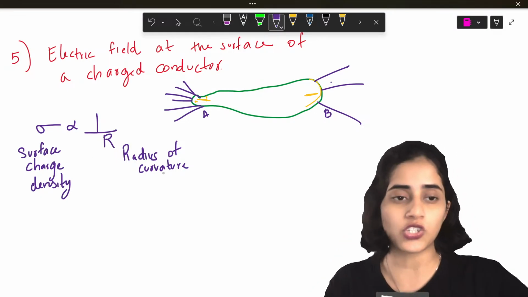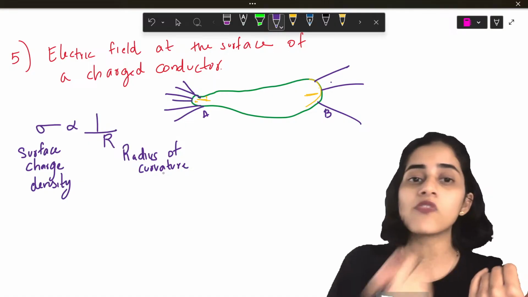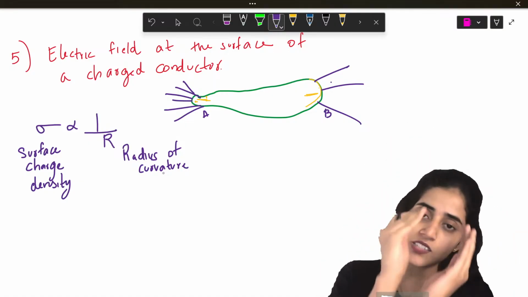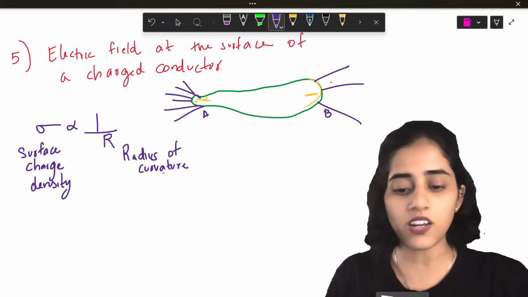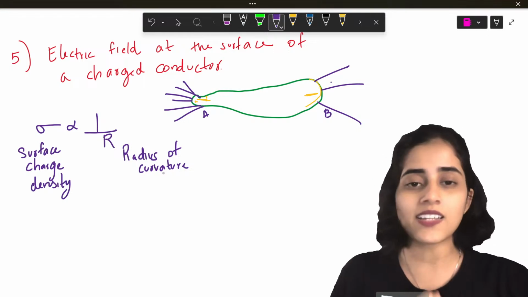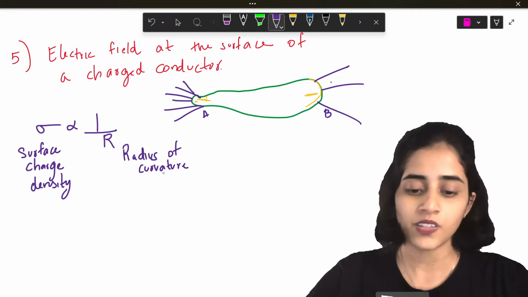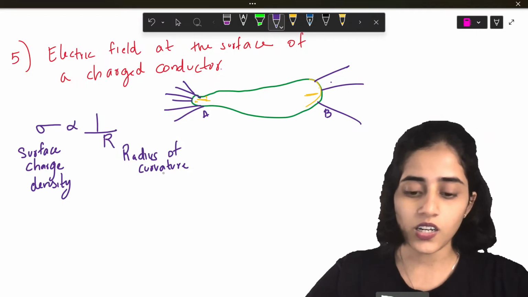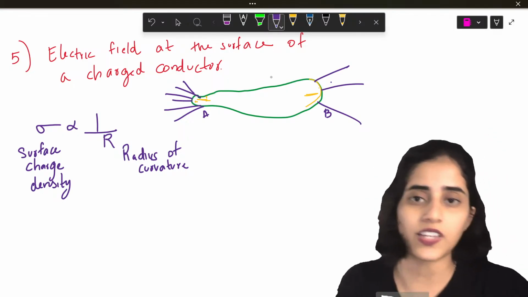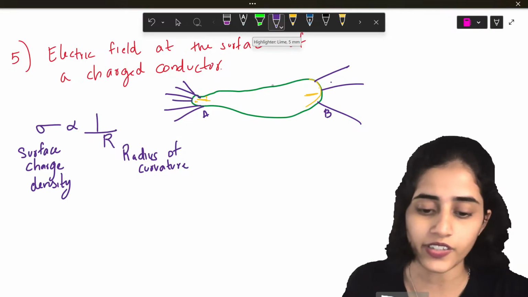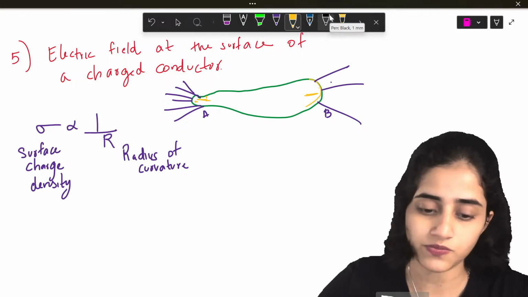According to the relationship, the surface charge density, which is the number of charges or the number of field lines, is inversely proportional to the radius. So if the radius is small, lots of charges. If the radius is big, the charges are very small. That is how electric fields vary on the surface of a charged conductor. So electric fields on the surface of a charged conductor can be given as, how can I say that?